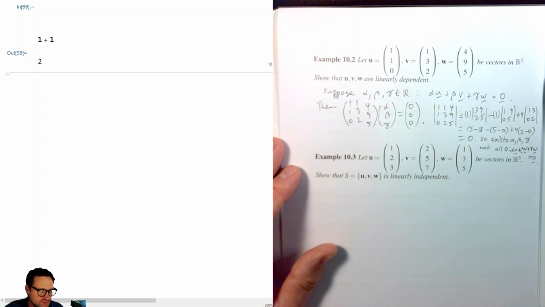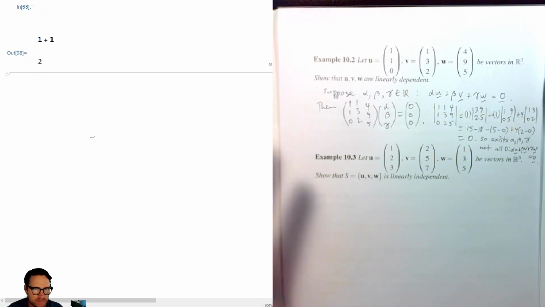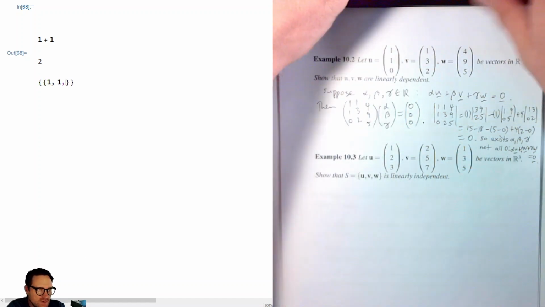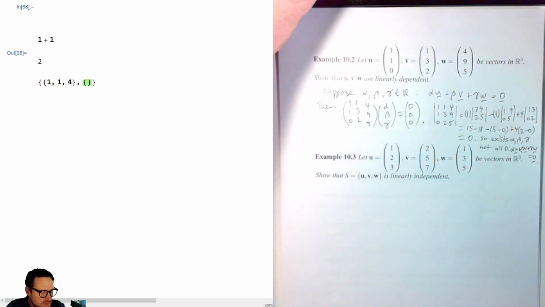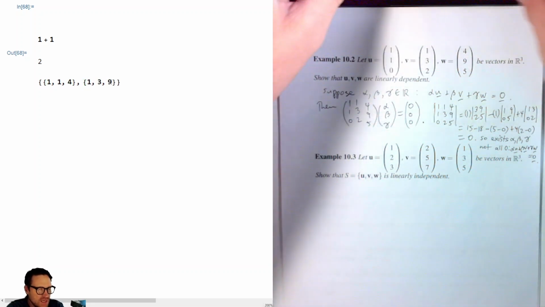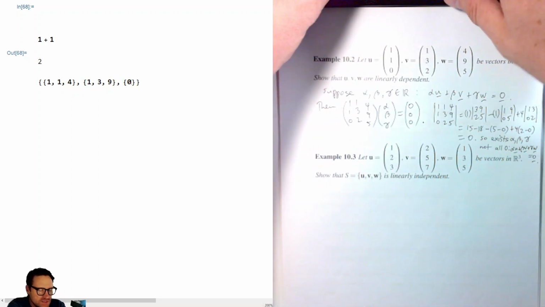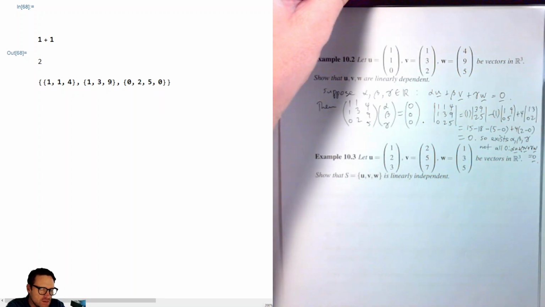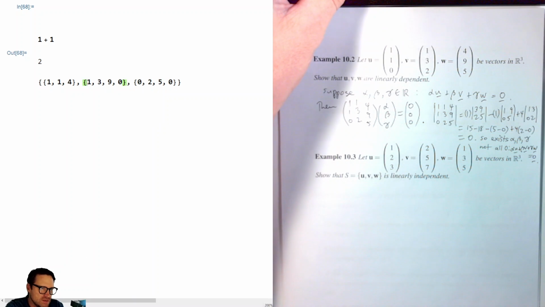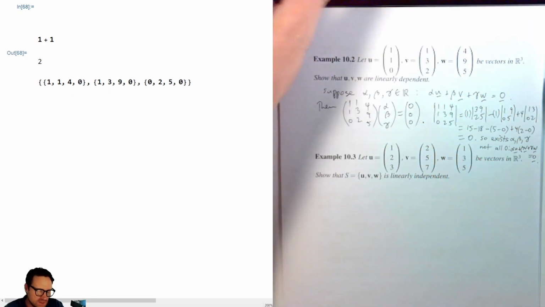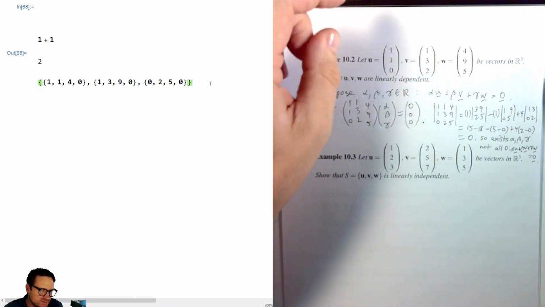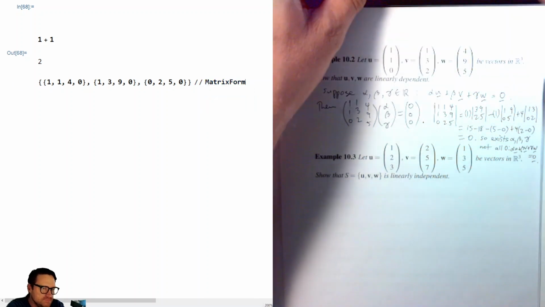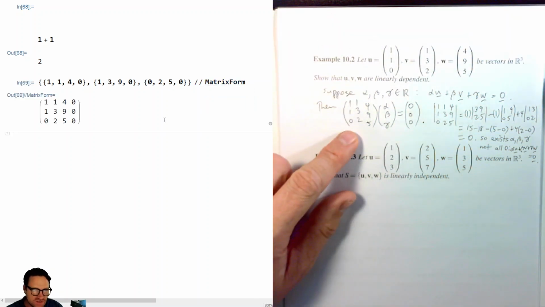Now, I'll get on the computer and I'll type in that matrix. So we have 1, 1, 4, 1, 3, 9, 0, 2, 5, and then for good measure I will put in the column of zeros here as well on the right. Okay, so in other words, I've just written the augmented matrix. So let's display that. Okay, so there it is. You can see it matches this.